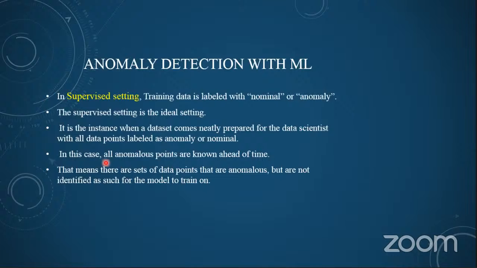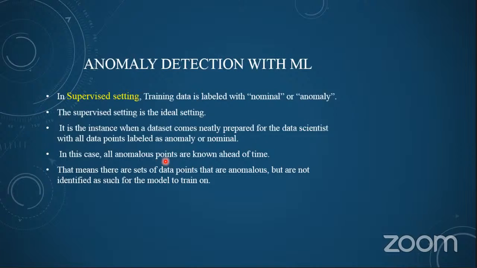So what happens is all the anomalous points are known ahead of time. That means, suppose we have 100 data points and we have chosen 80 to train our model and 20 data points to validate. In those 80 data points, there is some nominal data as well as anomalous data. And in the 20% split, again we have some nominal as well as anomalous data.